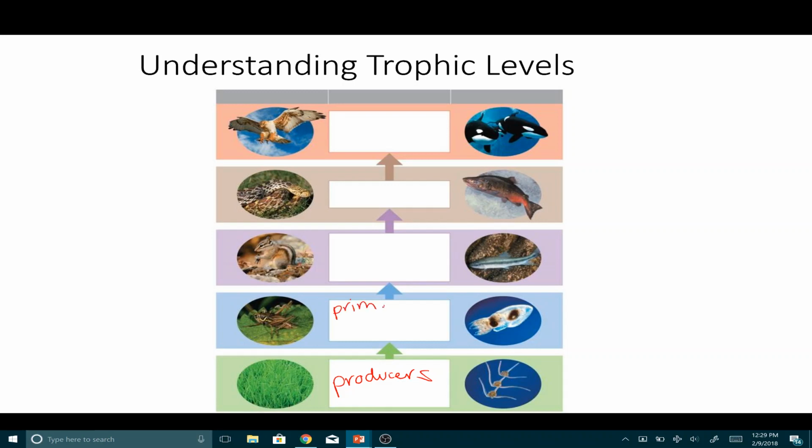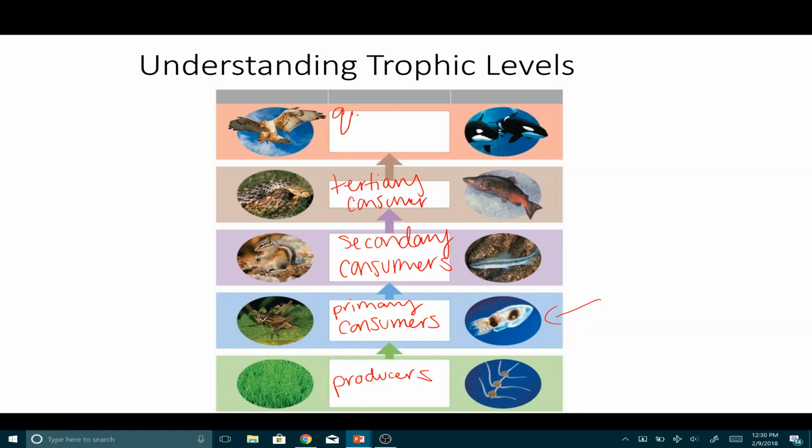So these are largely herbivores. They eat the plants or the phytoplankton or algae here. This would be zooplankton over here eating the phytoplankton. And the grasshopper eating the grass would be your primary consumer. Then the organism that eats the primary consumer is considered the secondary consumer. They feed on primary consumers. The tertiary consumer feeds on the secondary consumer. And the quaternary consumer feeds on the tertiary consumer.